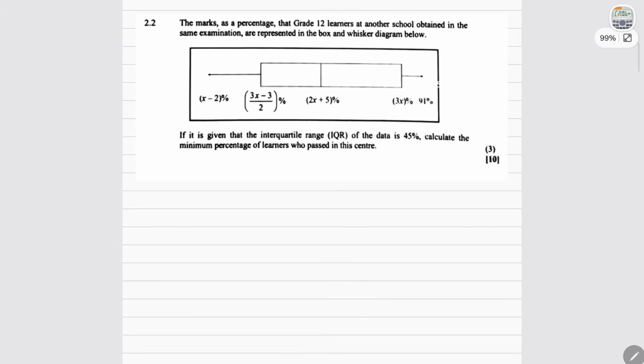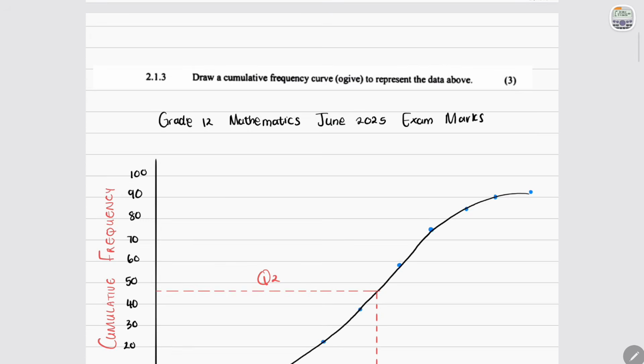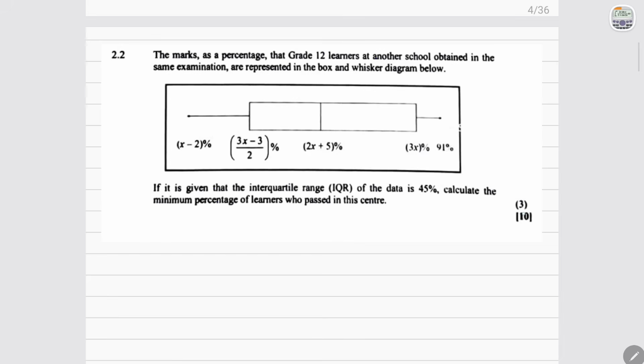Okay, then question 2.2 says, the marks as a percentage that grade 12 learners at another school obtained in the same examination are represented in the box and whisker diagram below. So we're looking at a situation where they gave us an ogive and then a box and whisker diagram. If it is given that the interquartile range, or the IQR, of the data is 45%, calculate the minimum percentage of learners who passed in this center.